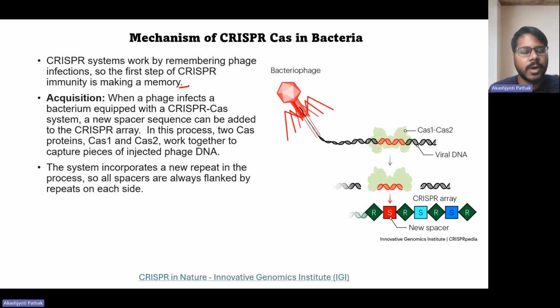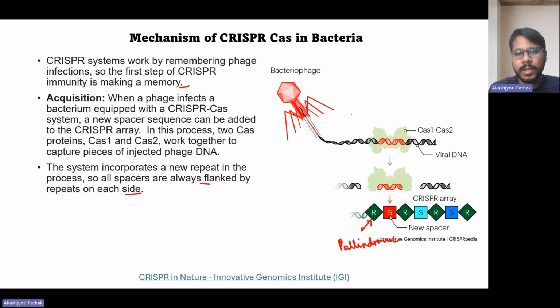So this system incorporates a new repeat in the process. All spacers are always flanked by a repeat on each side. These repeat sequences are palindromic, and that is why the term palindromic is in the CRISPR name. Okay, these are palindromic.